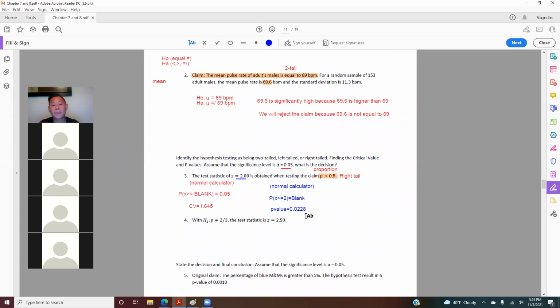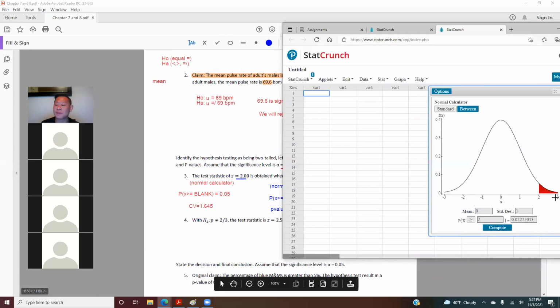Questions? Do we need to draw the? Nope. But if you want to draw, you can, but the picture will look very similar to this picture.